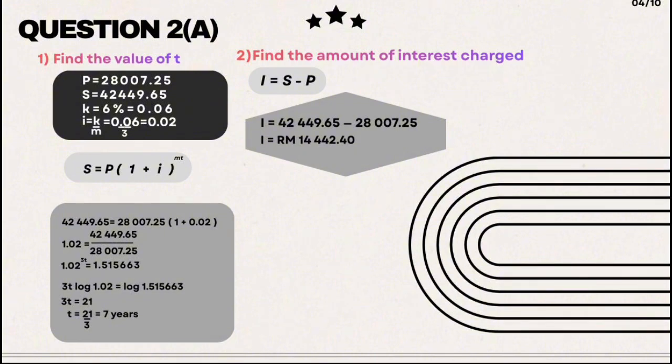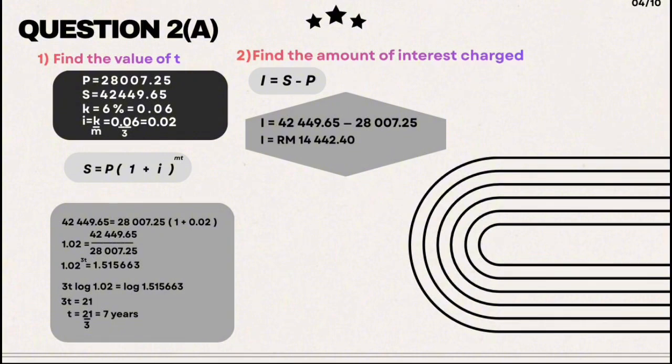Moving on to question 2A, we are given a principal value of RM 28,007.25 and a final maturity value of RM 42,449.65. The nominal interest rate is 6% compounded every 4 months, which means the interest is compounded 3 times a year, giving us a compounding frequency of 3 and a periodic interest rate of 0.02.